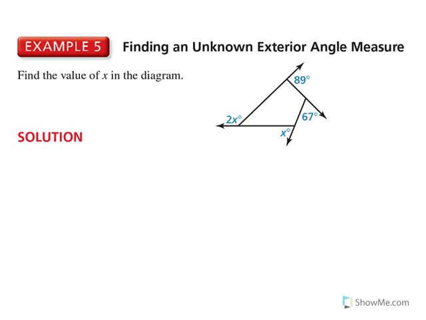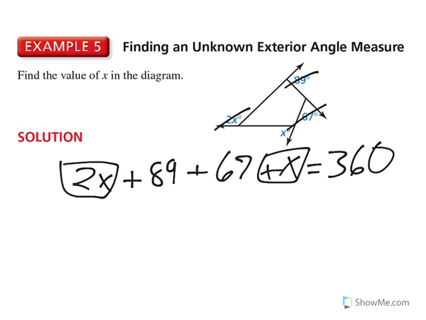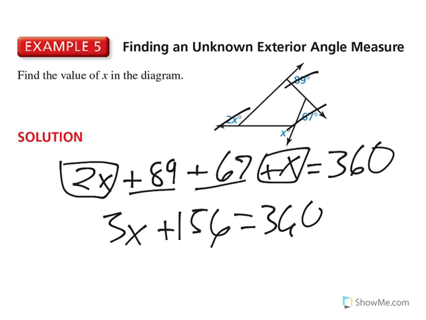So in this problem that I have, it says find the value of x. Well, these are all of my exterior angles, so all I do to solve this is I add them up and I set them equal to 360. So I have my 2x plus 89 plus 67 plus x equals 360. I'm going to combine my like terms, so 2x plus x gives me 3x. I have 89 plus 67, which gives me 156, is equal to 360.